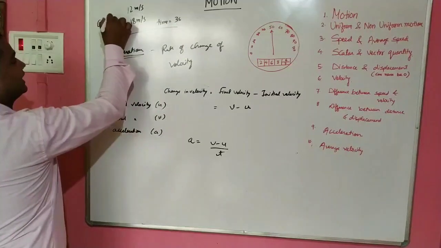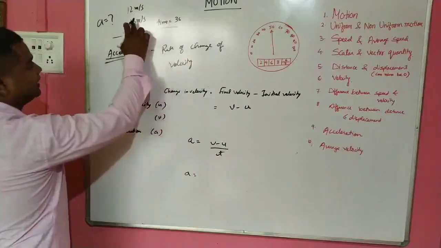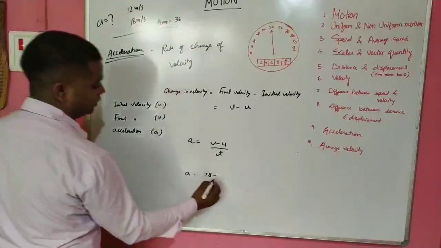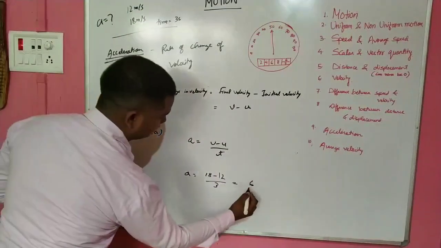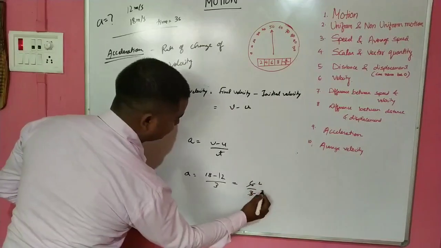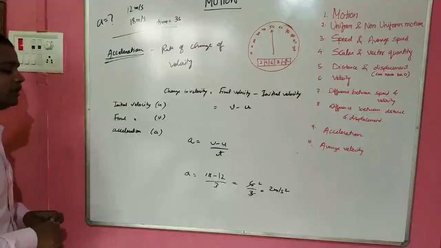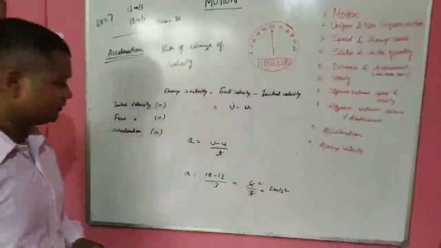What is acceleration in this case? So we will use this formula. a equal to, what is the final velocity? 18. Minus, what is the initial velocity? 12. And what is the time? 3. So 6 by 3, that is 2 meter per second square. And remember, the unit of acceleration is meter per second square.